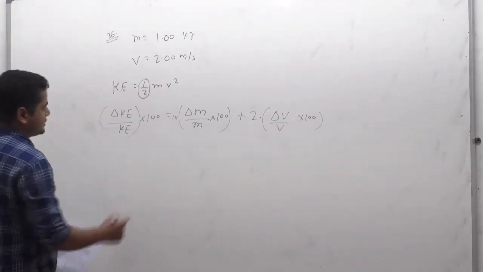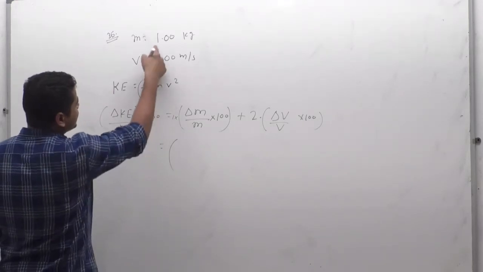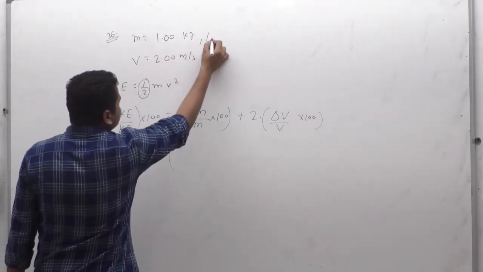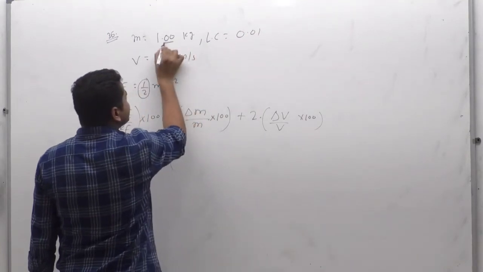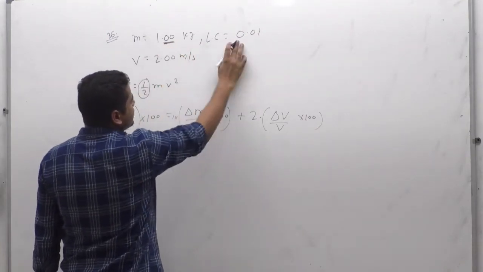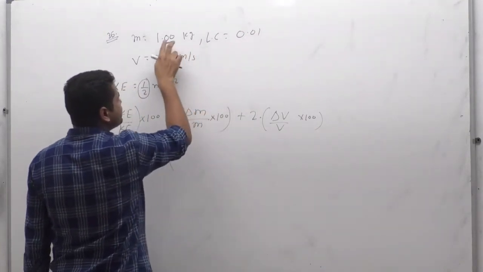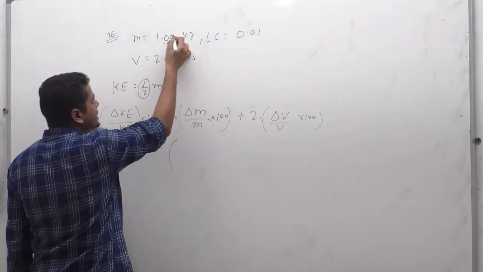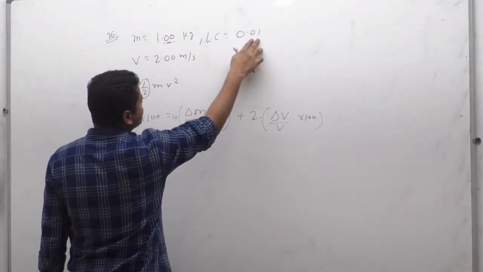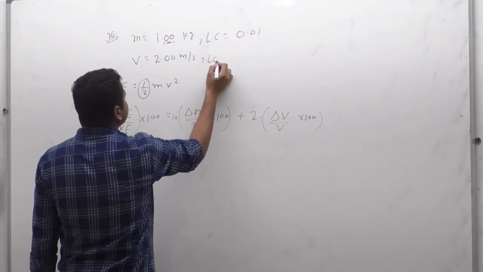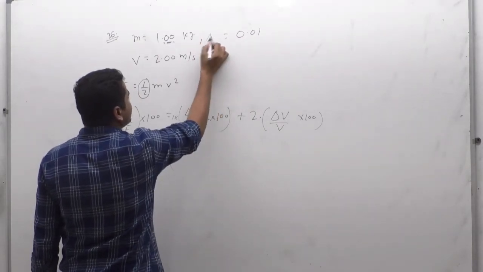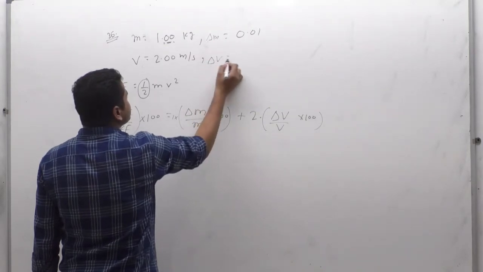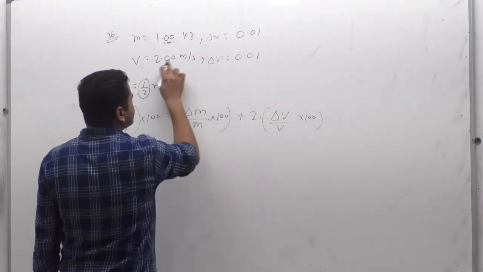Now put the values. What is delta m? See, the least count of mass is how much? 0.01, because it has accuracy up to two decimal places. Up to that particular point, this is the least count. Similarly, the least count, or you can say the error, of velocity is also 0.01 by this expression.